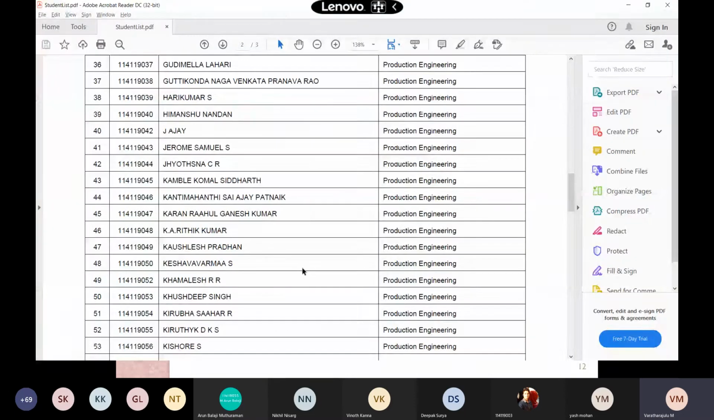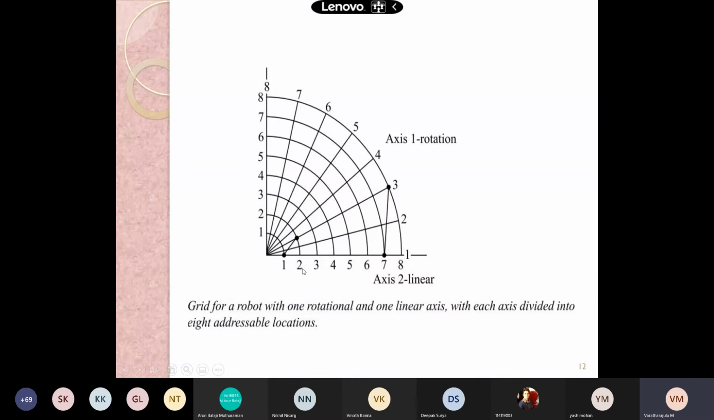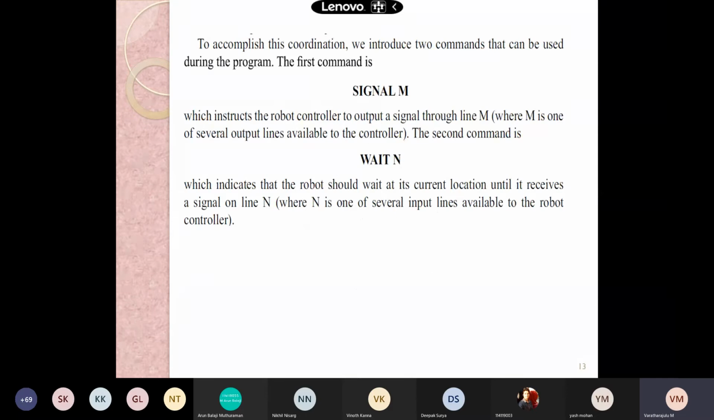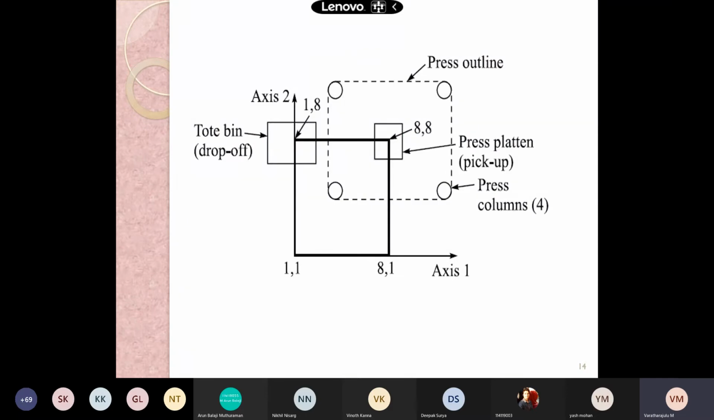I hope you are writing. Hope you are making the notes, right? Please make a note of each and every programming content. See, this is what we need to do. In what way we can do this with the tote bin, and this is what we need to address. You please make a note of this diagram.